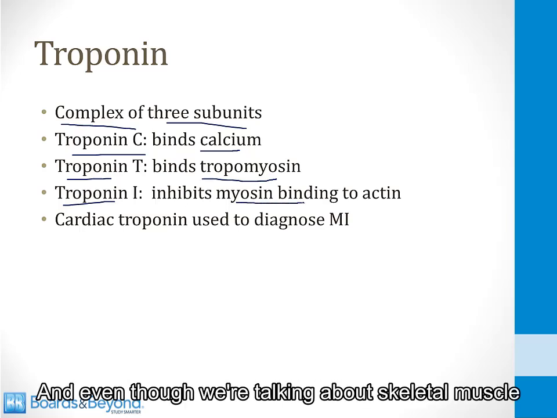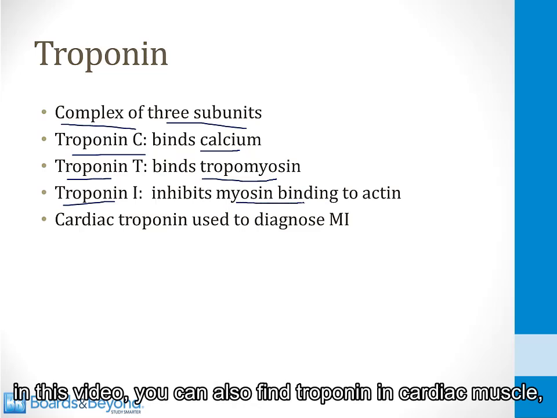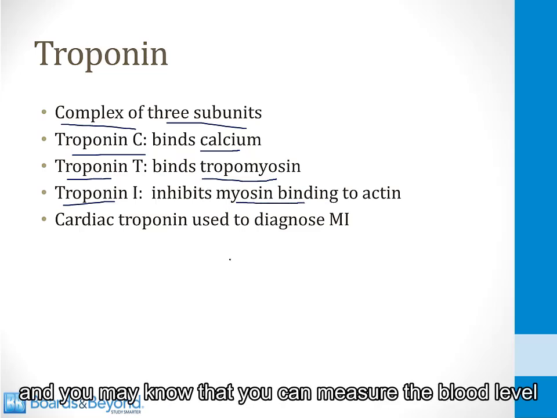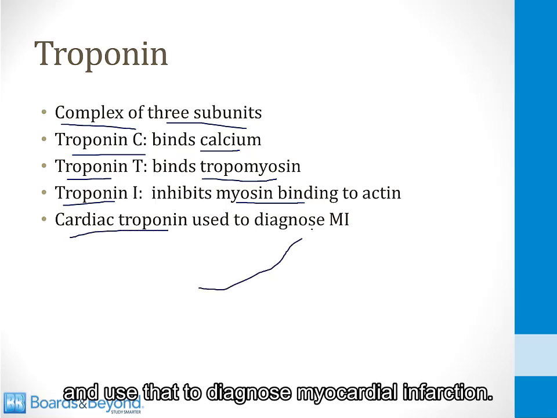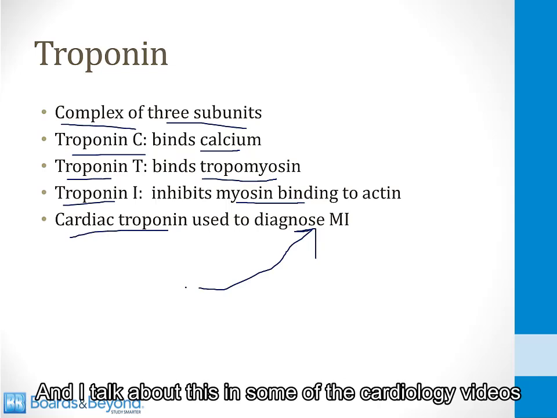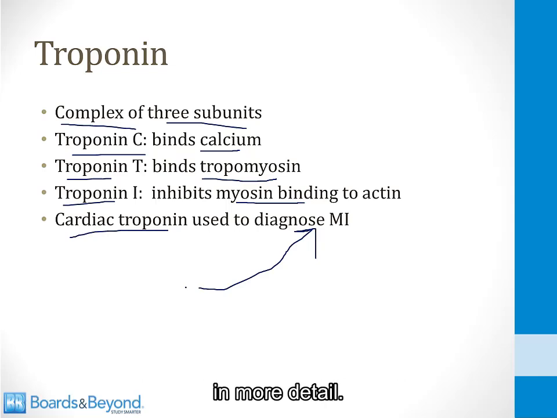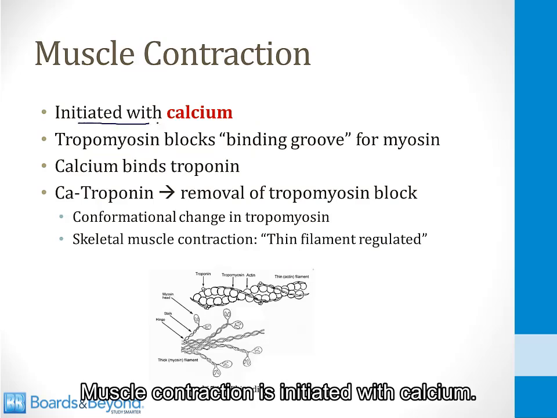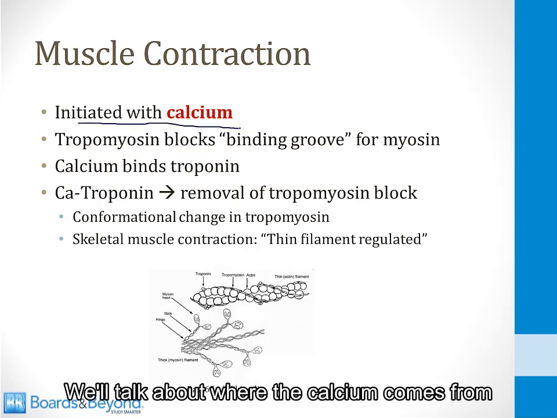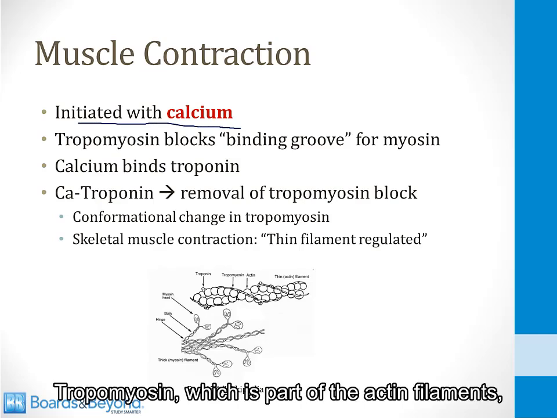And even though we're talking about skeletal muscle in this video, you can also find troponins in cardiac muscle. And you may know that you can measure the blood level of cardiac troponins and use that to diagnose myocardial infarction. And I talk about this in some of the cardiology videos in more detail. Muscle contraction is initiated with calcium. We'll talk about where the calcium comes from a little bit later.